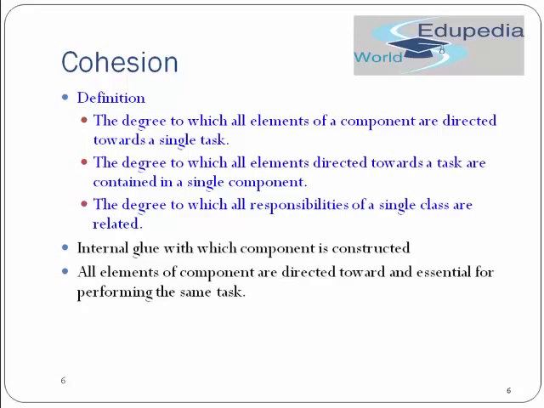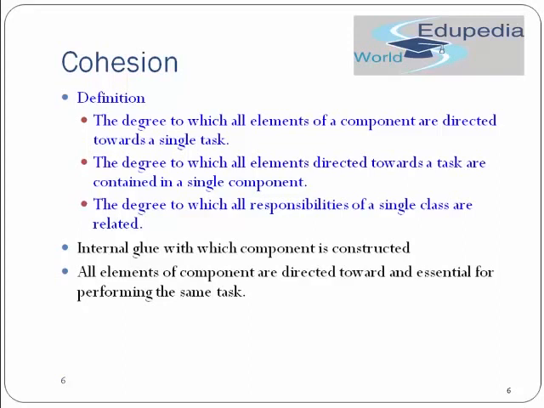So basically, it says that all elements of your component should be directed towards a single task. So there should be an internal glue with which the component is constructed. All the elements of a component are essential for performing the same task. So if you have 10 classes or 10 components in your project, all the elements of those components should be made to work for the same task.